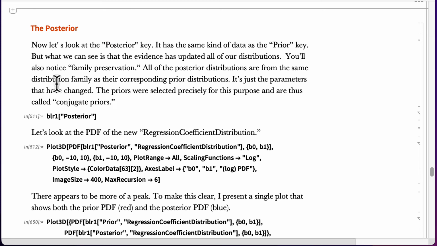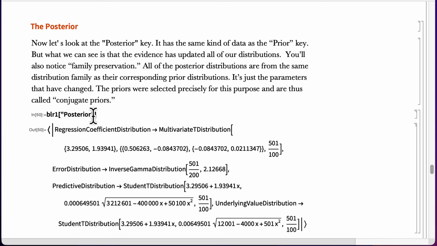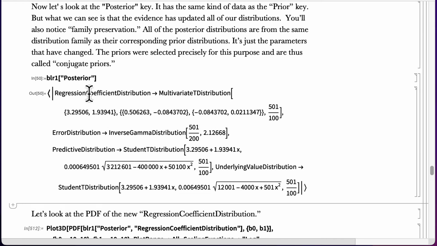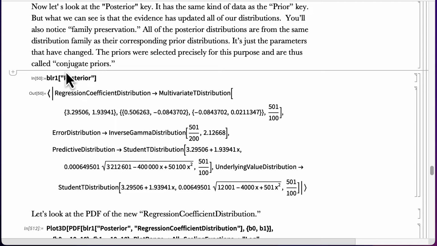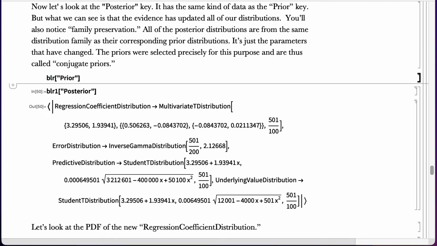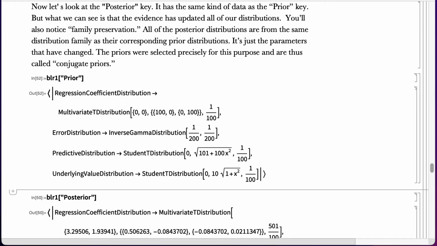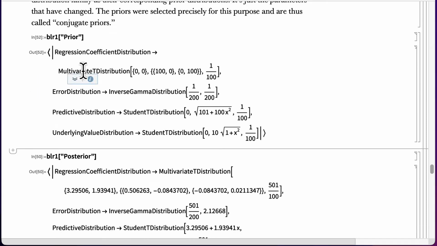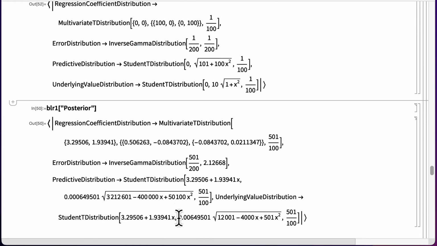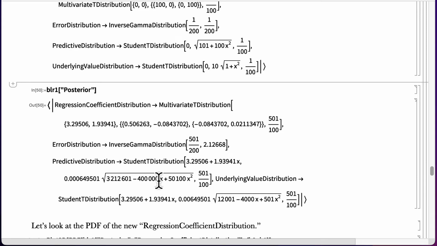Time to look at the posterior. So we're going to bust out the posterior information that Bayesian linear regression has created. And what you'll see is, if you ignore all the details, it's got the same 4 keys as our prior did. And moreover, if you compare the posterior to the prior, dare I do that? I'm not sure it's going to fit, but we'll give it a shot. Oopsie, BLR1. What you can see is that the family of distributions remains the same. That is, for the regression coefficient distribution, it was a multivariate t before and it's a multivariate t after. The error distribution was an inverse gamma before, it's an inverse gamma after. The predictive was a student t before, it's a student t after.